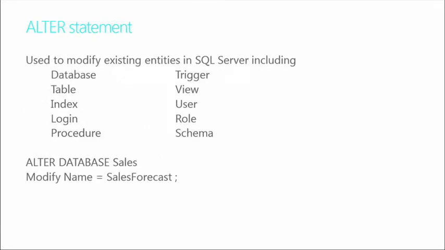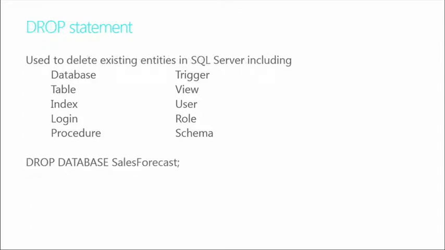And the alter statement, as you saw, I took the sales table and changed it to sales forecast. And the drop statement, whether it's a database or a table, view, role, whatever it is. It's simple. For DDL, it's create, alter, and drop. If you understand those three, that's the bulk of what you're going to need to understand for DDL, data definition language statements, to be able to manage the objects inside a SQL Server.